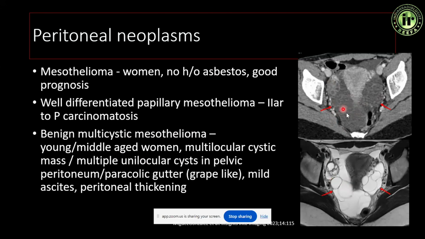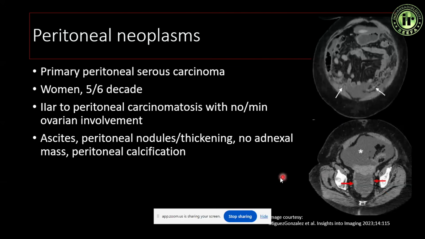So the moment you see a peritoneal disease and you see some multilocular cystic lesions in the pelvis, don't just jump to an ovarian carcinoma. Identify whether it is separate from the cystic lesion, if you can identify the ovary separately, and then remember that you can have other pathologies as well, for instance, multicystic mesothelioma.